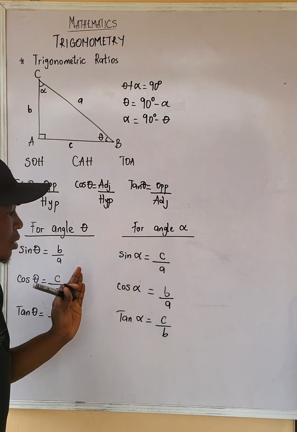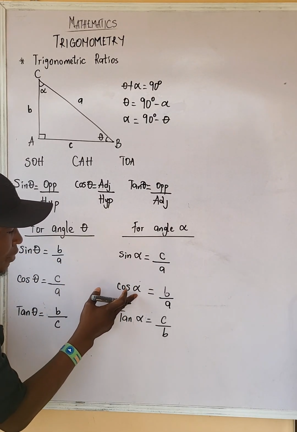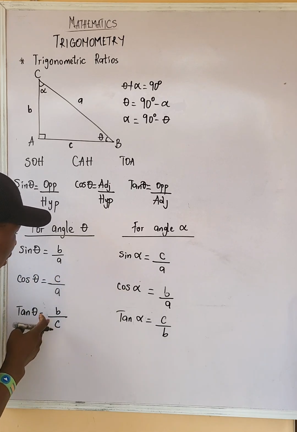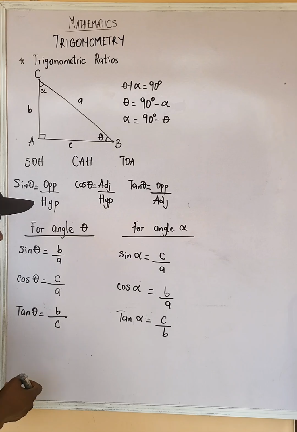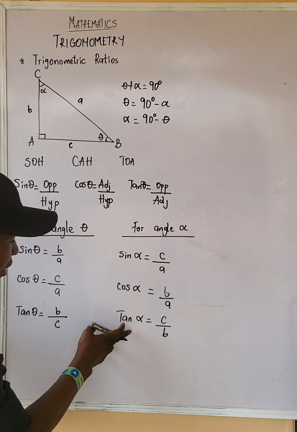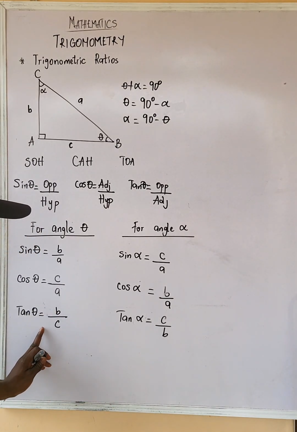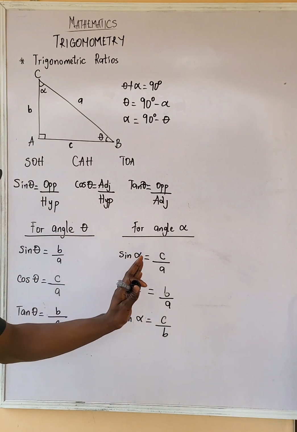So if you look at both angles now, you will notice that sin theta is equivalent to cos alpha. Cos theta is equivalent to sin alpha. And tan theta is the inverse of tan alpha. But we are coming to that. Now, do you understand how we go for angle theta and angle alpha?